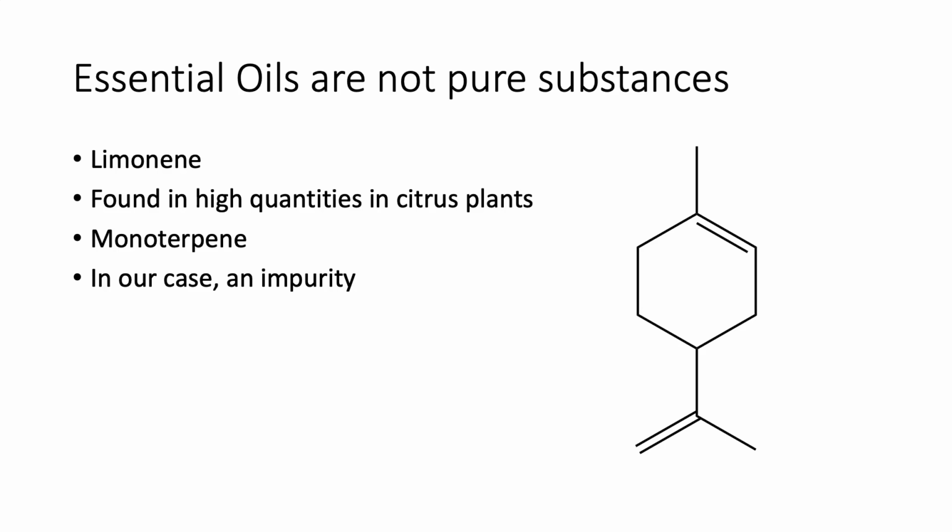What a bummer. And so one of the isomers of this, I believe it's the R, smells like oranges, and the S smells like lemons. So it's found in high quantities in citrus plants. It's a monoterpene. It has two of these isoprene units, and in our case, it's going to be an impurity. So we're going to try and separate the carvone in our essential oil from the limonene in our essential oil.